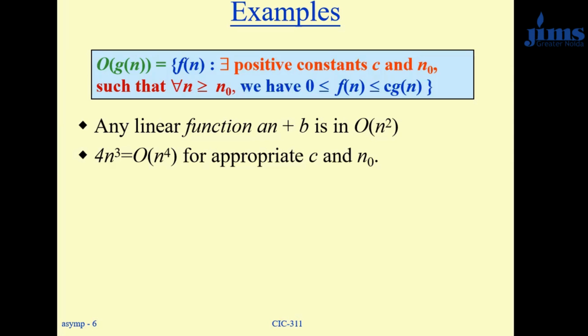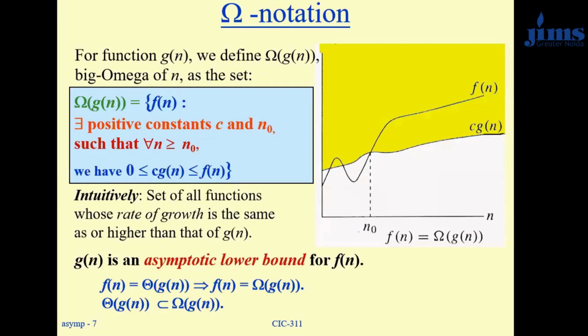So hence it is proven that 4n³ equals big O of n⁴. Now the third notation, that is omega notation. Like in big O notation, g(n) was acting as the upper bound of f(n), in the similar fashion, for omega notation, c·g(n) is acting as the lower bound of the function f(n).